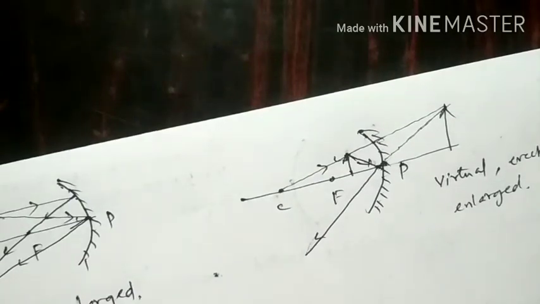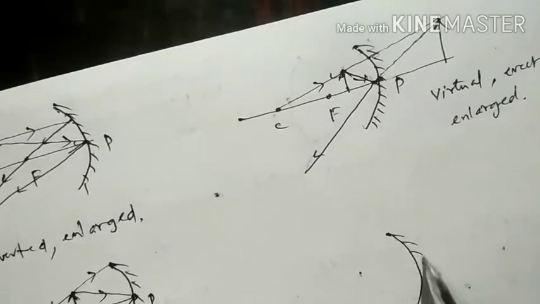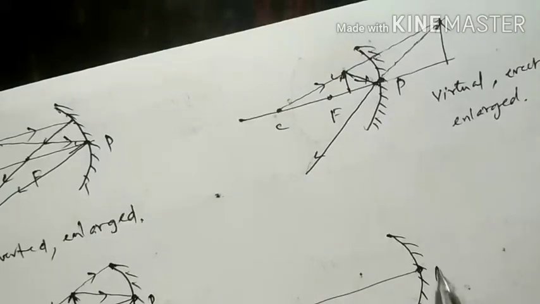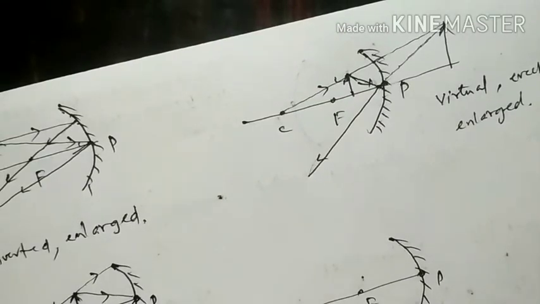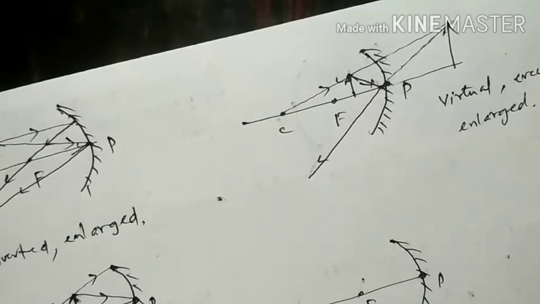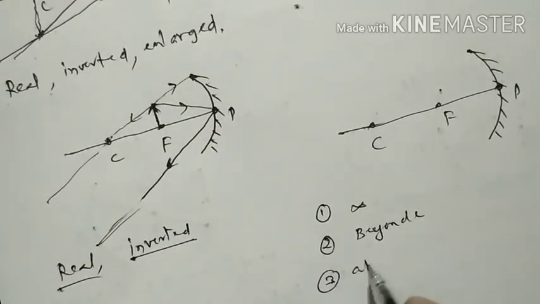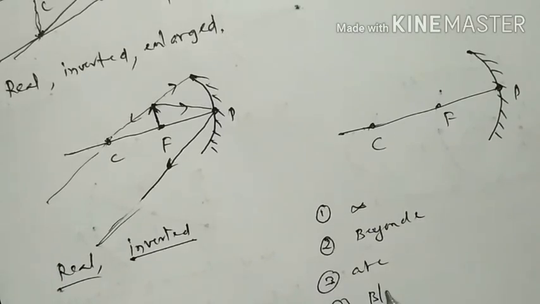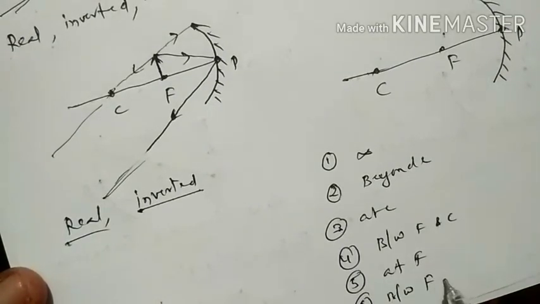So with a concave mirror, we are going to get 6 positions. First of all, I will explain to you with a simple diagram, so you can remember it again. This is the pole, this is the focus, and this is the center of curvature. The first one is when the object is at infinity, the second one is beyond C, the third one is at C, the fourth one is between F and C, the fifth one is at F, and the sixth one is between F and P.